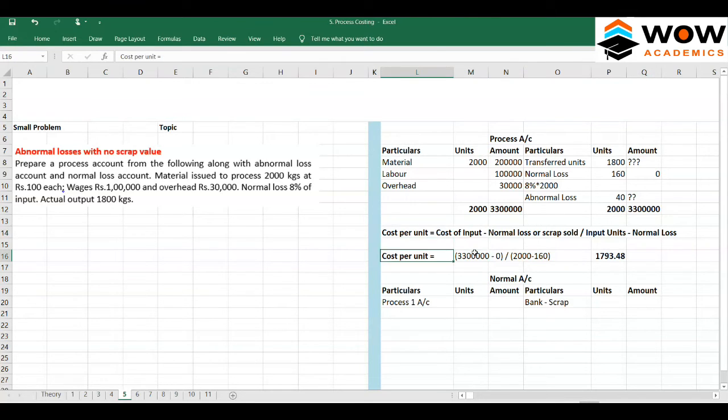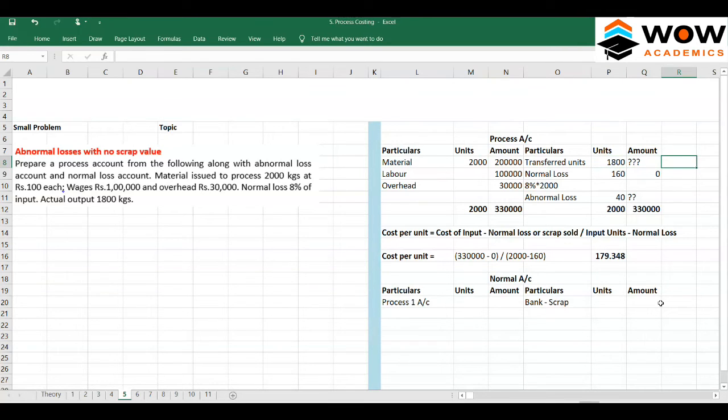So that's about the cost per unit. I think there's something wrong, I think we have put in more zeros. Okay, I think it is now correct. So now it comes to 179.34. Now we can multiply these numbers.